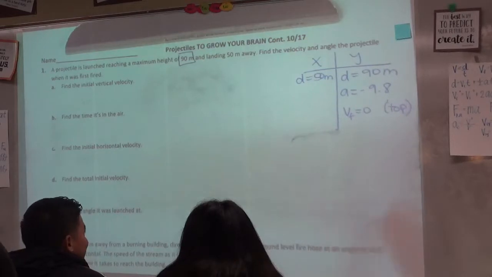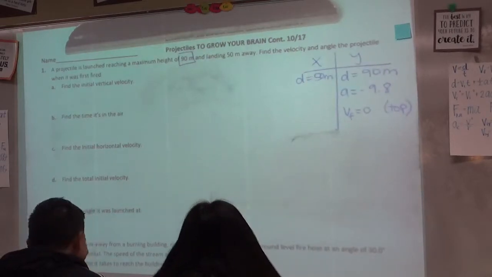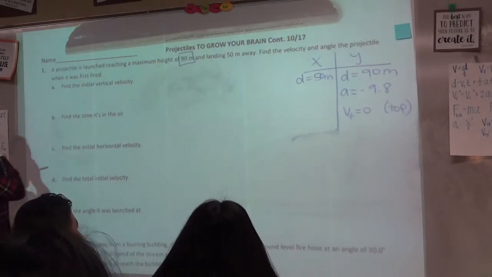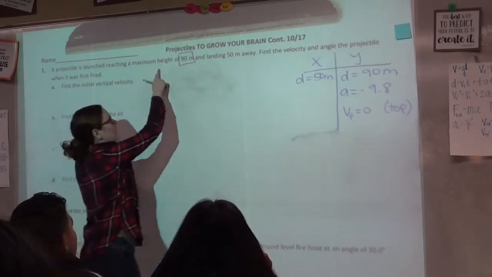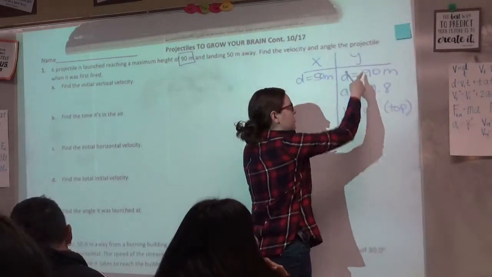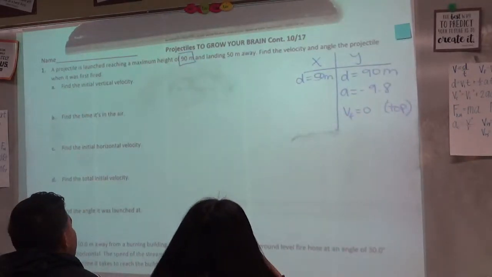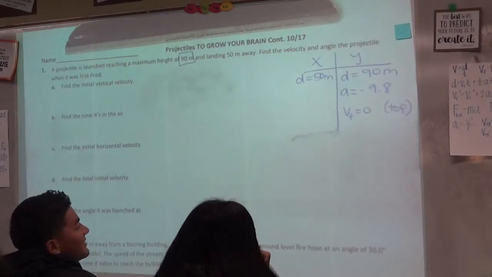Would it be useful here? Yes, why would it be useful here? Maximum height. So maximum height is at the top, so this goes with this. Make sense? Is that not what you said? Okay. A, what is A asking for?